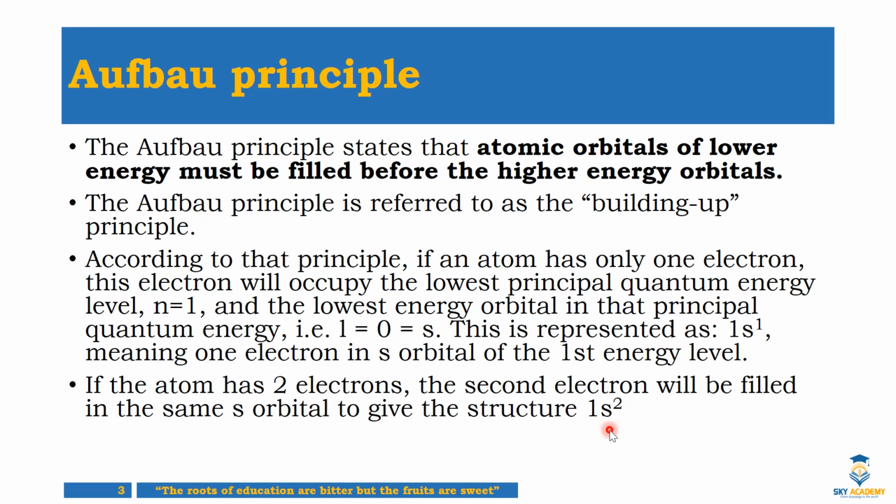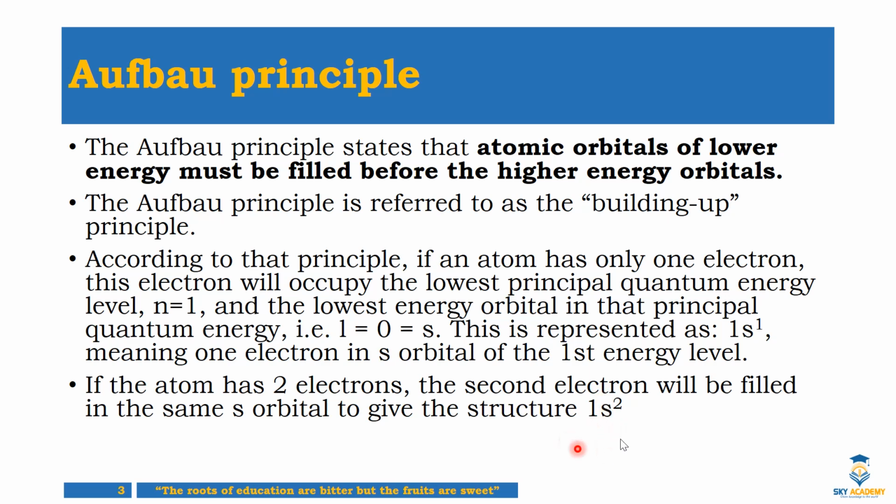The maximum number of electrons which can be accommodated by the s orbital is 2. The maximum number which can be accommodated in the p orbital is 6. The maximum number which can be filled in the d orbital is 10. The maximum number which can be filled in the f orbital is 14. That is the law. That is how it is done.